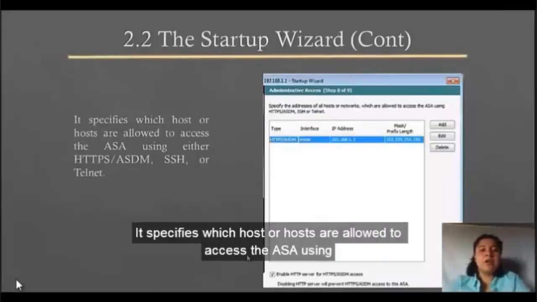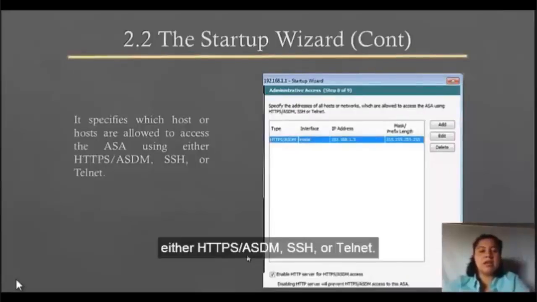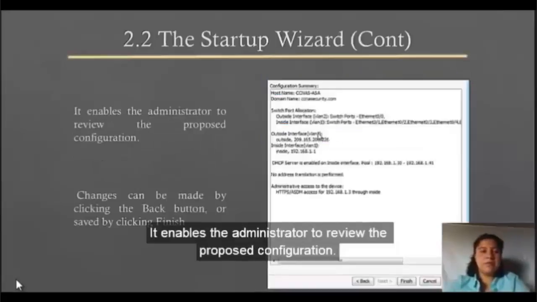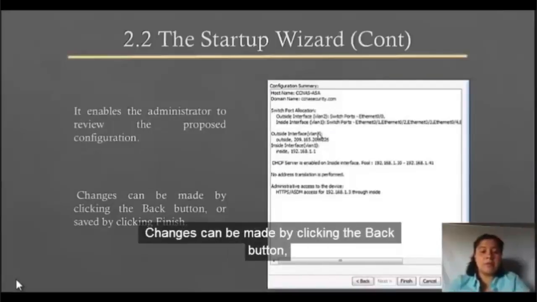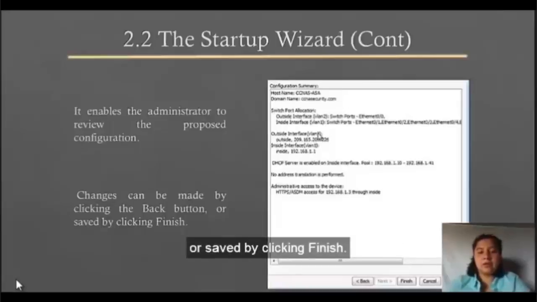It specifies which hosts are allowed to access the ASA using HTTPS/ASDM, SSH, or Telnet. It specifies what is used in these configurations. It enables the administrator to review the proposed configuration. Changes can be made by clicking the Back button, or saved by clicking Finish.